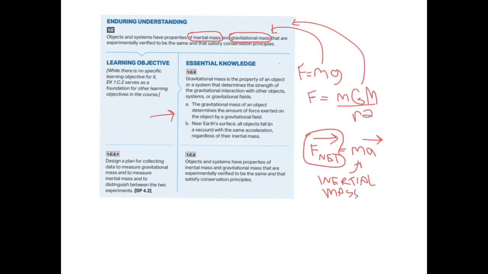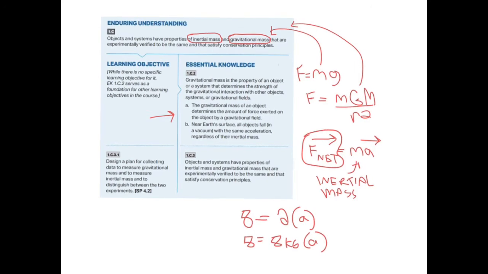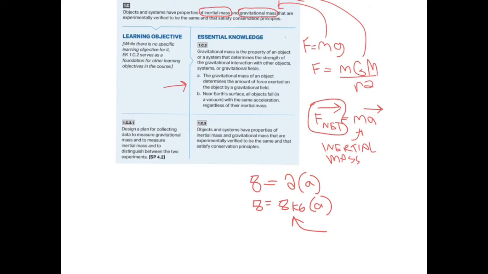So that if you have, just say, an 8 Newton force acting on a 2 kilogram mass, it's going to accelerate it much more easily than if it was, say, an 8 kilogram mass, because the 8 kilogram would have more inertia and more resistance to being accelerated. So all this means is that you need to understand that objects and systems have properties of inertial mass and gravitational mass that are experimentally verified to be the same and that satisfy conservation principles.